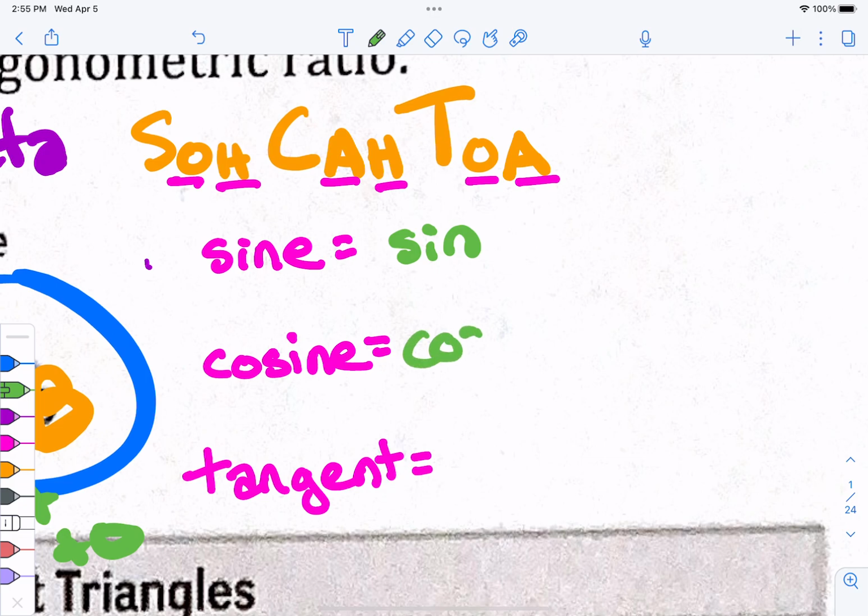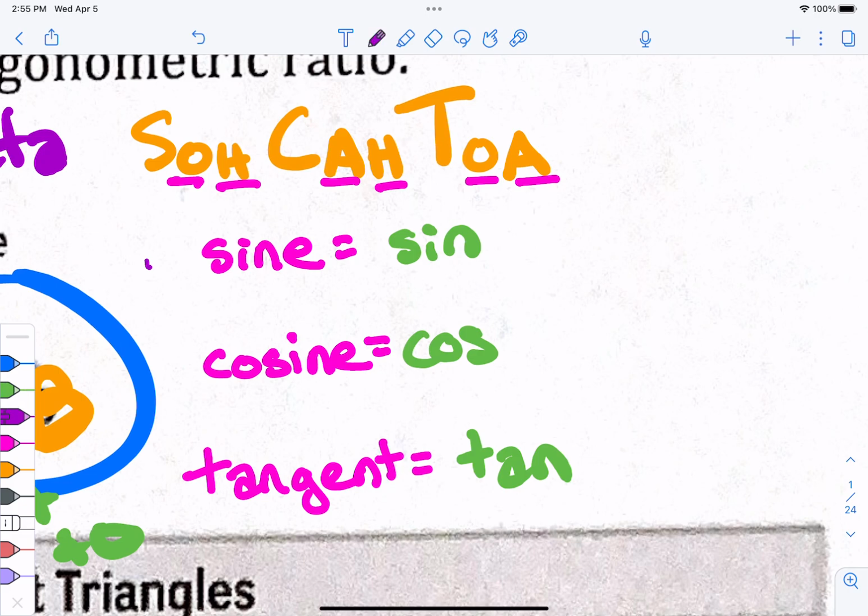This one is abbreviated C-O-S, but don't call it cos because I have no idea what you're talking about. It is still pronounced cosine, even though it's abbreviated C-O-S. And this one looks like T-A-N, which is tan, but I'm going to think you're laying in a tanning bed if you say tan, so call it tangent still, okay? Got it? All right, so here's the deal.